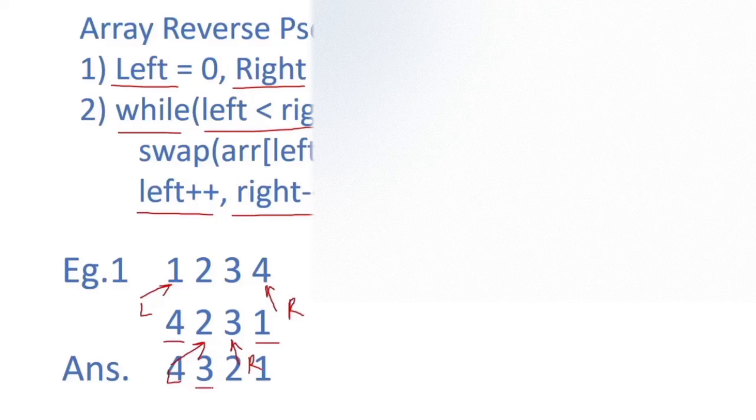So you can see that 2 and 3 got swapped. So this is our answer. We will see one more solution which contains an odd number of elements: 2, 5, 3, 7, 6. So we will do the same.